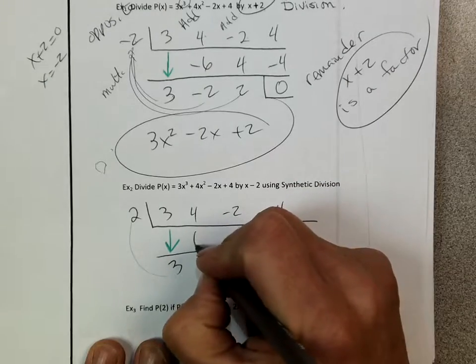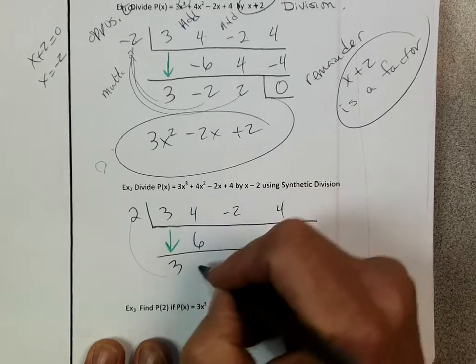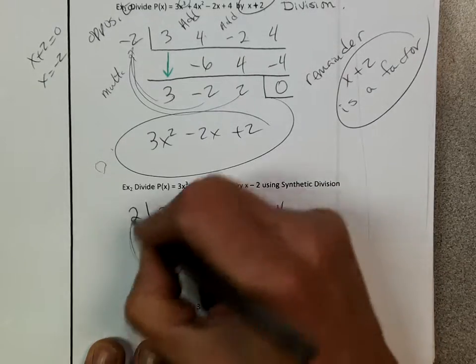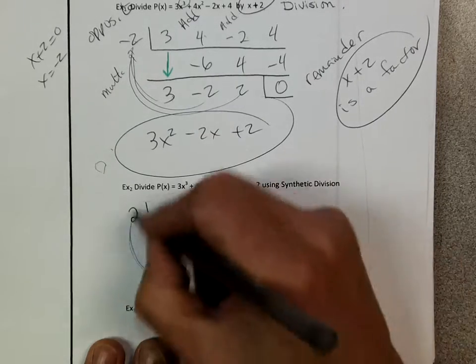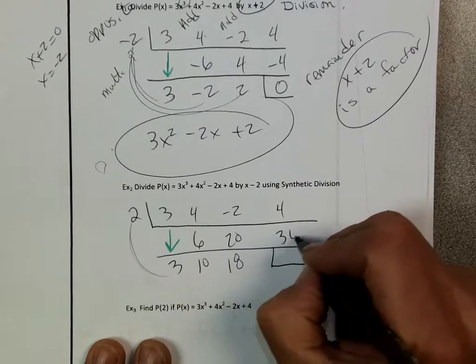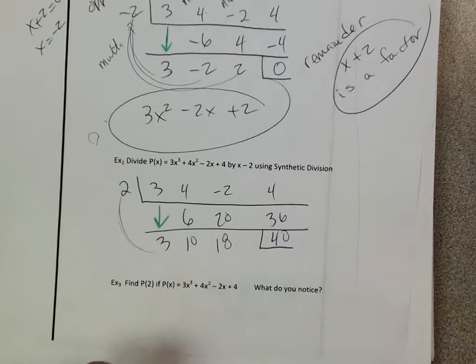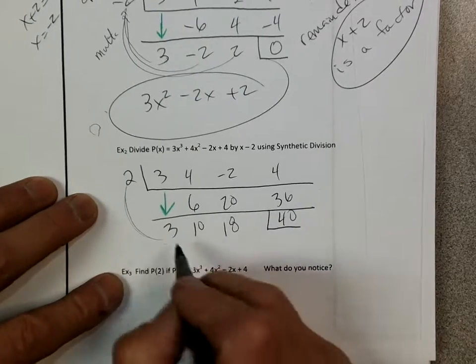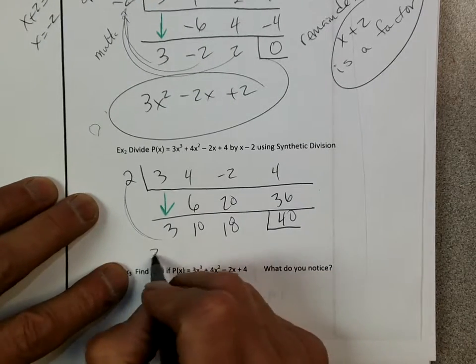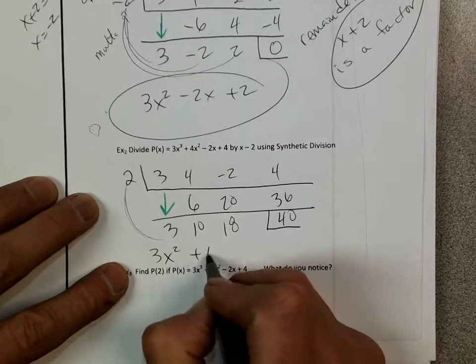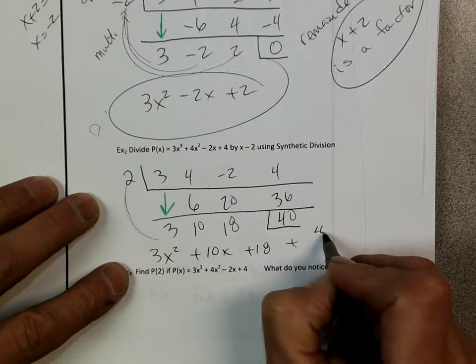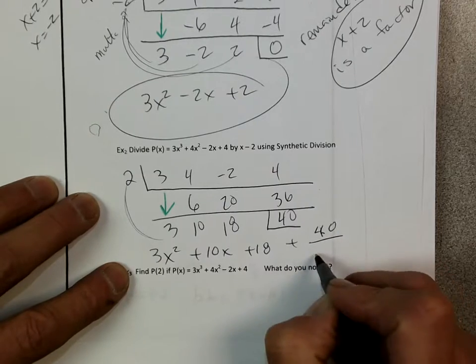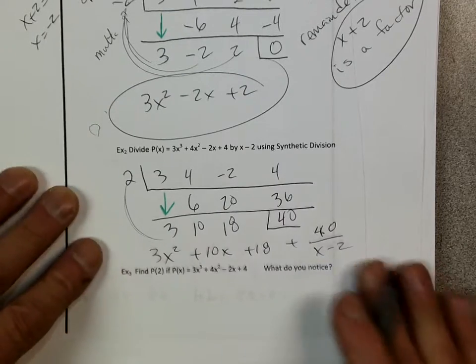Multiply, add, multiply, add, multiply, add, you get 40. Now that is not the answer, but we're ready to put the answer down. So the answer is going to be 3x squared, because it's 1 less degree, plus 10x, plus 18, plus 40 over x minus 2. Okay, raise your hand if you got that answer.